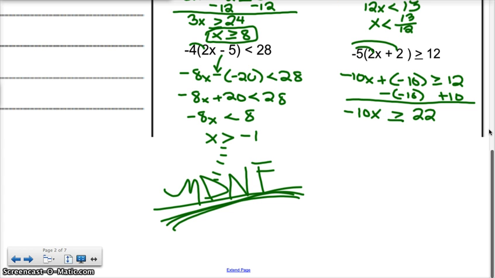I'm going to have to divide through by a negative, which tells me I need to MD and F it. So I'm going to get x is less than or equal to negative 22 tenths. You do need to simplify that. x is less than or equal to negative 11 fifths. Done.